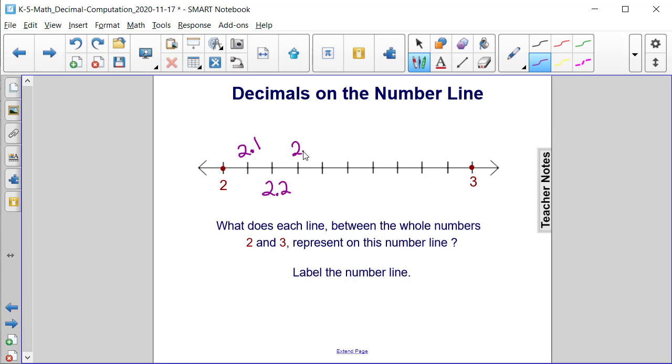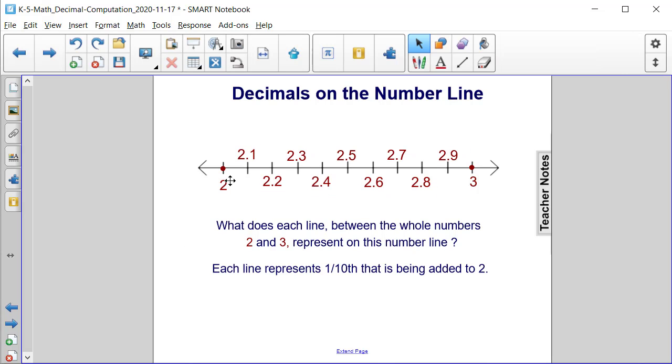Then we would have 2.3, or 2 and 3/10, and then 2 and 4/10, 2 and 5/10, which is equivalent to 2.5, 2 and 6/10, 2 and 7/10, 2 and 8/10, and 2 and 9/10.